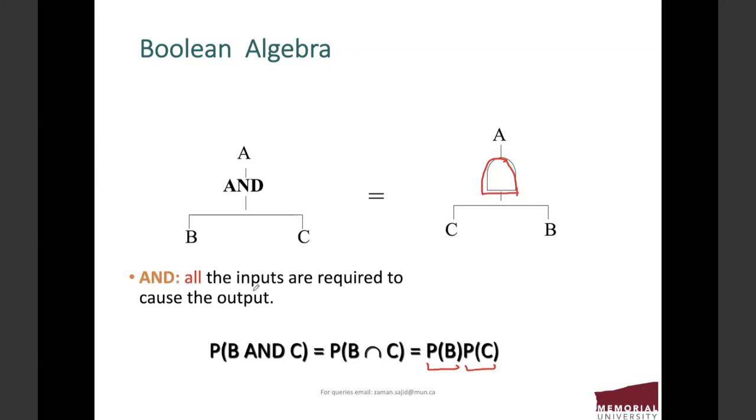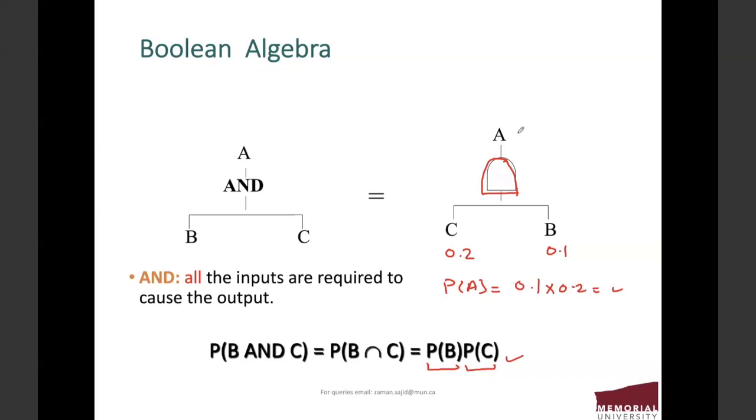So AND is all inputs are required to cause the output. Let's say I have the probability of 0.1 here and the probability of 0.2. I want to find out what is the probability of A. According to my Boolean algebra of AND gate, I just simply multiply the probabilities, 0.1 times 0.2. That's what will give me my probability of top event, which is A.